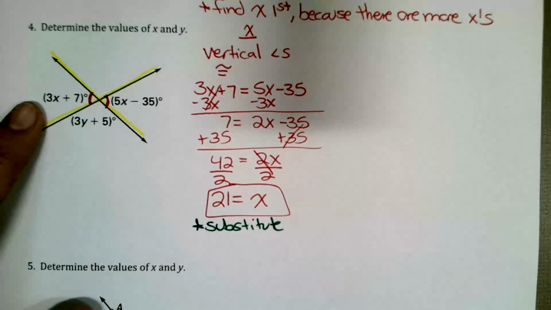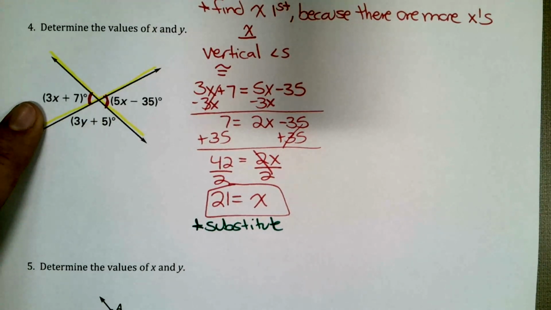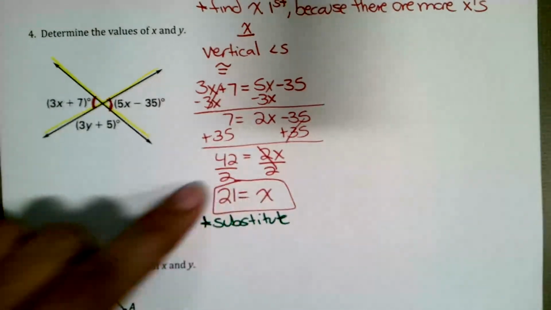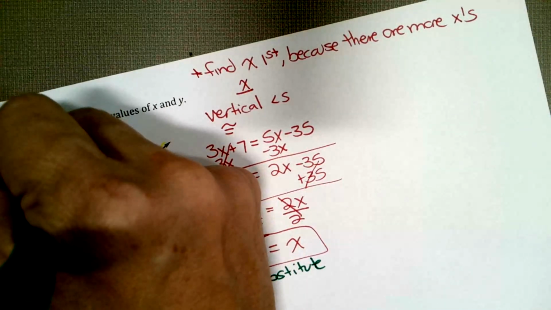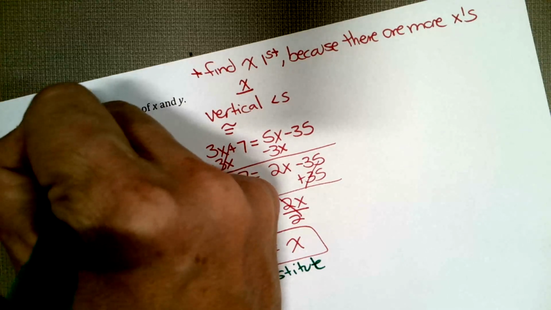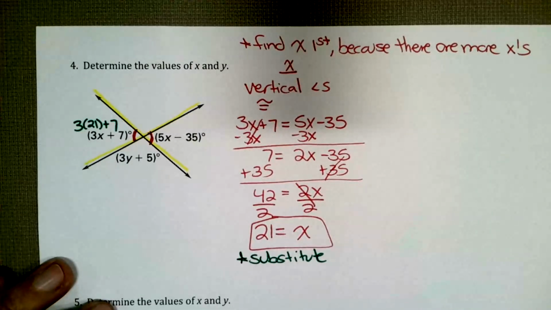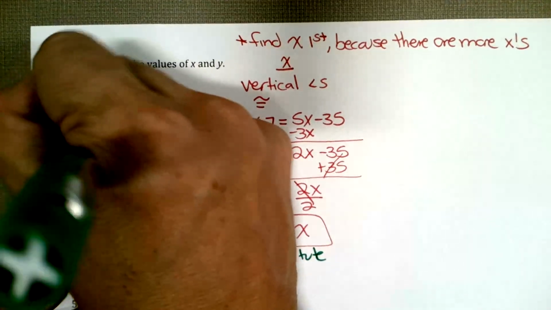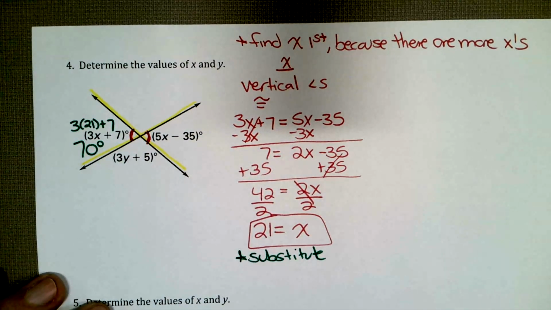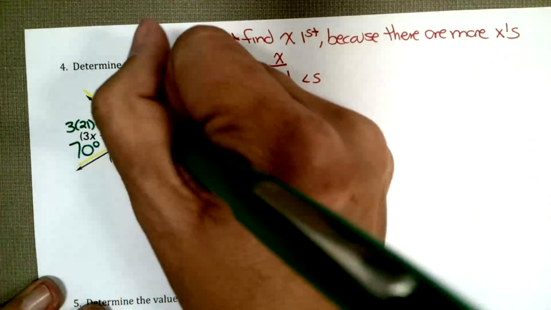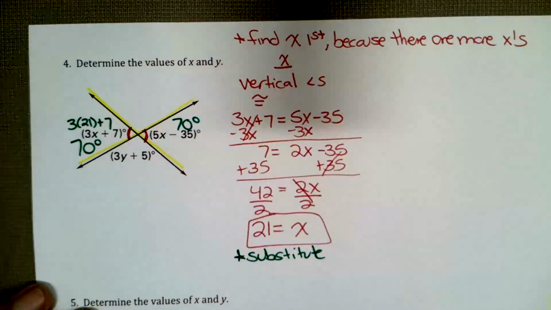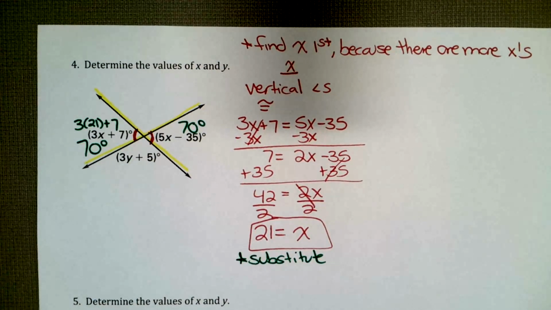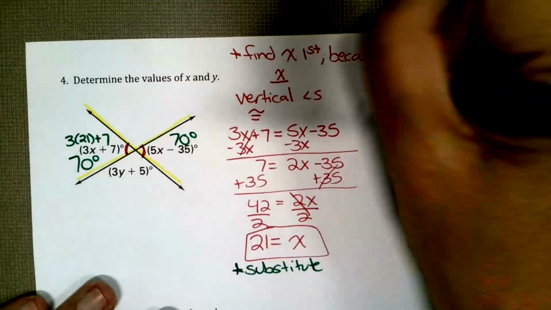So for example, this angle is 3 times x plus 7. But I now know x is 21. So this would be 3 times 21 plus 7. And that comes out to 70 degrees. This would then also be 70 degrees. And now we're going to use that to help us find y.